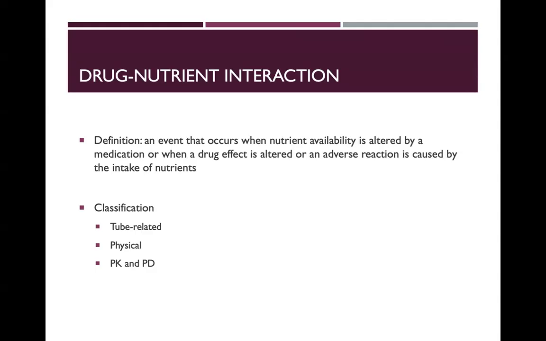As you see in the classification, the second big bullet point is that it can happen in the tube. The tube could be a feeding tube or it could be an IV line tube. So it's tube related, where the drug or the nutrient, or both, are interacting with the tube where they are infusing. Physical is that they both are interacting because they're both in the same exact physical space. And lastly, PK and PD, or pharmacokinetic and pharmacodynamic, is when one of them affects, mostly the nutrient affects, the pharmacokinetics or the pharmacodynamics of the drug.